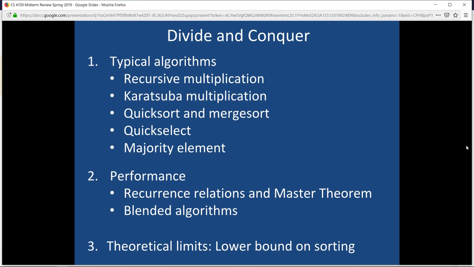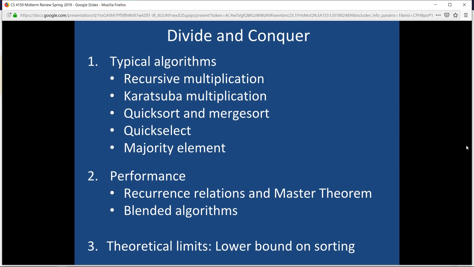Yeah? Can you just quickly go over why grade school is faster compared to Karatsuba for small numbers? Okay. So he's asking, why is it that grade school is faster than Karatsuba for small numbers? What's the reason? Yeah? Well, because grade school takes integer length numbers, up to whatever, 32 bits, and then Karatsuba does the individual bits.